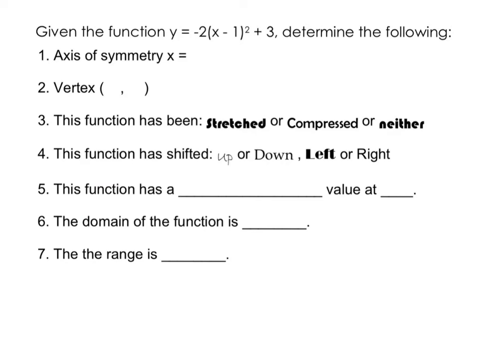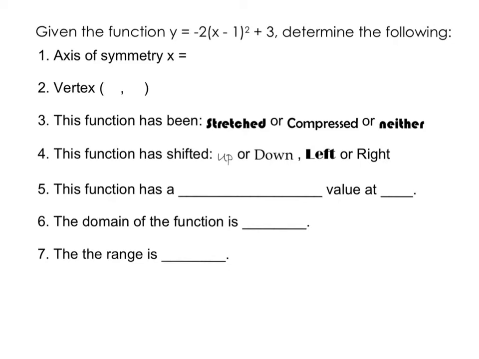Okay, so we're given the function y equals -2(x minus 1) squared plus 3. We want to determine the axis of symmetry, the vertex, whether the function is stretched, compressed, or neither, whether the function has a maximum or minimum and where that maximum or minimum is, and the domain and range of the function. So starting with the first one, the axis of symmetry.